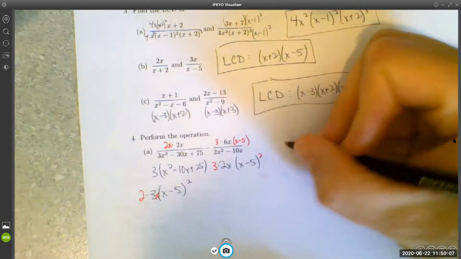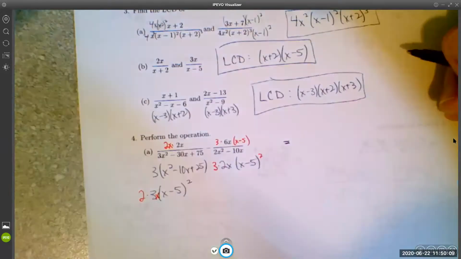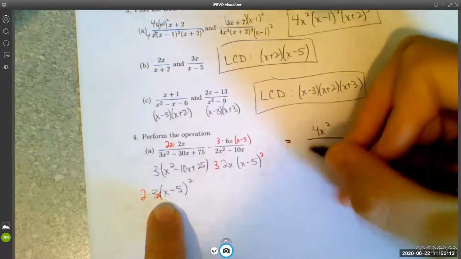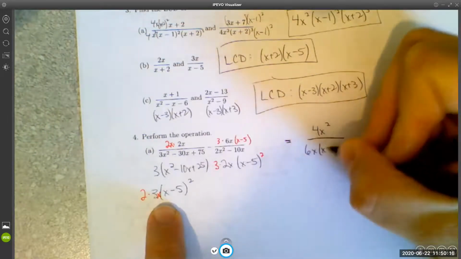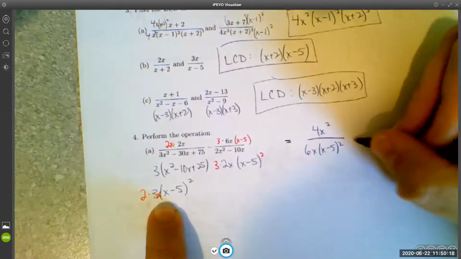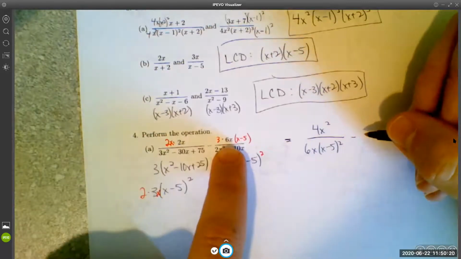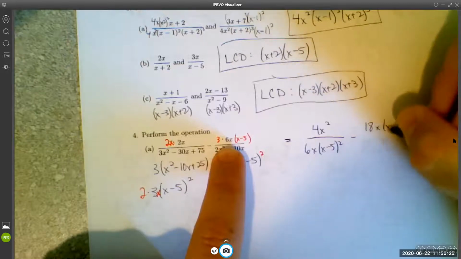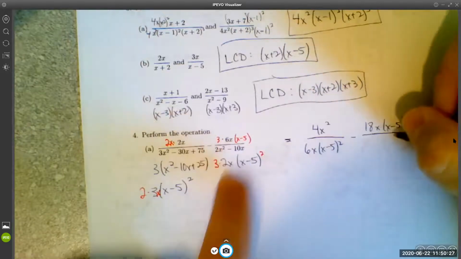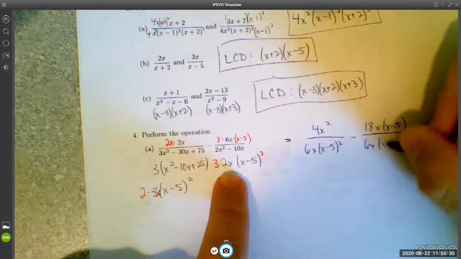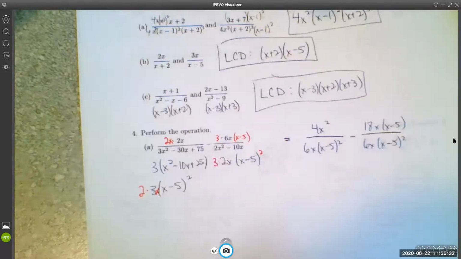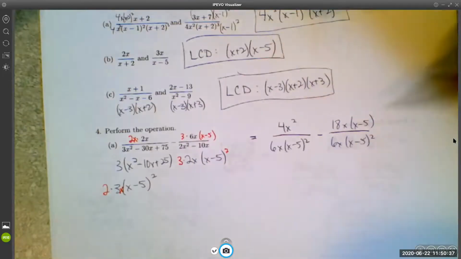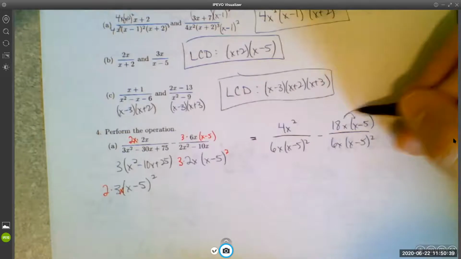So let's see what I've got. 2x times 2x is 4x squared over 6x times x minus 5 squared, minus 18x times x minus 5 over 6x times x minus 5 squared. So that's looking much better, right? I at least have a common denominator now. I need to go ahead and distribute the 18x.